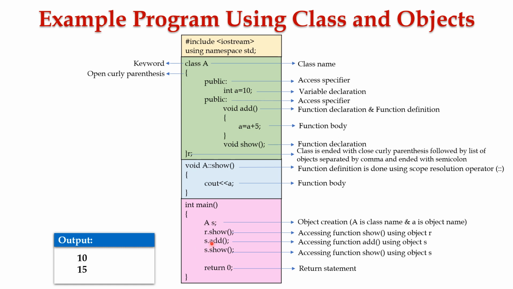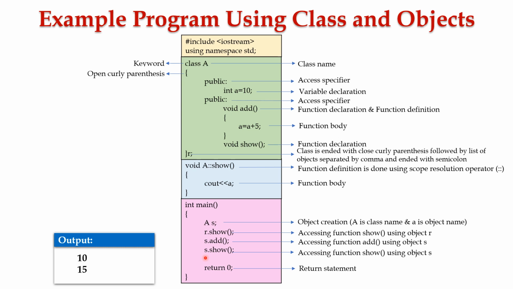Next, using the object s, I'm accessing the method add. The add function performs the increment of 5 to a. The value of a is already 10. Now 5 is added to it, so totally it is 15. Now the value of the variable a is 15.